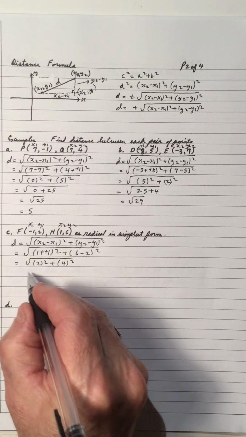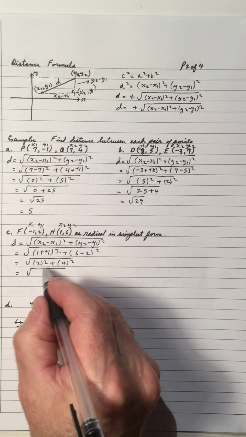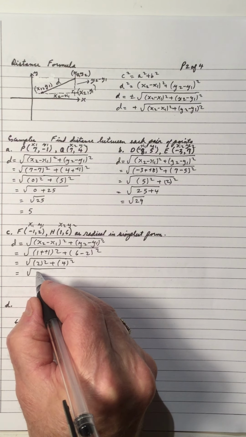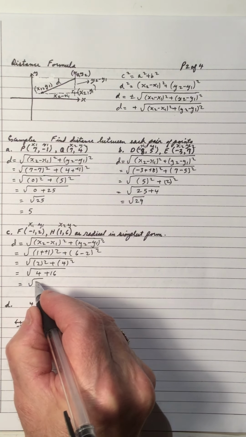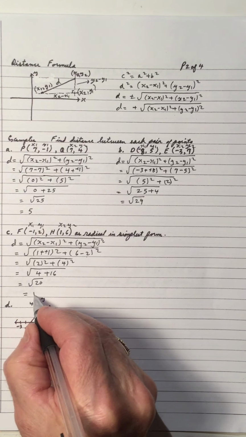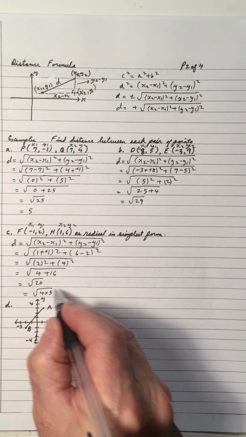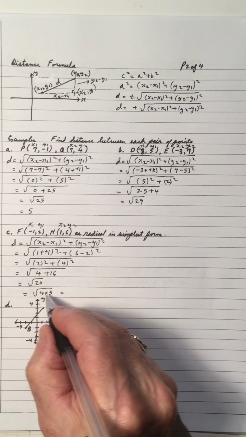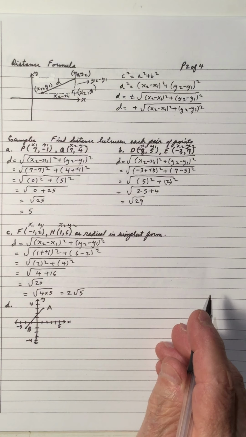Notice I worked out the brackets first by PEMDAS. Now I have the square after. You always work the inside of the brackets first. 4 squared is 16, plus 4 gives 20, and 20, the perfect square factor is 4, times 5, and that leads to the square root of 4 is 2, so it's 2 root 5 as a radical in the simplest form.